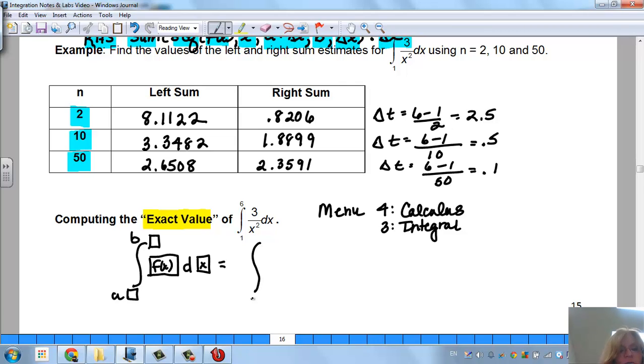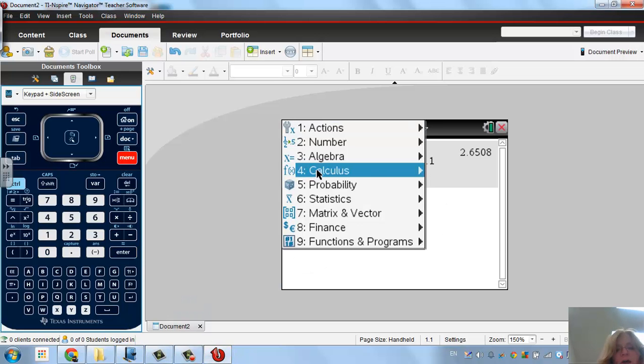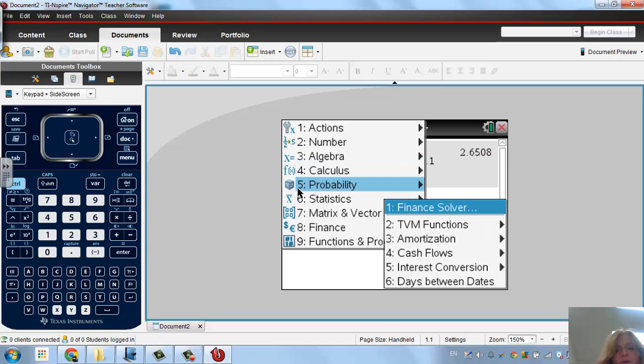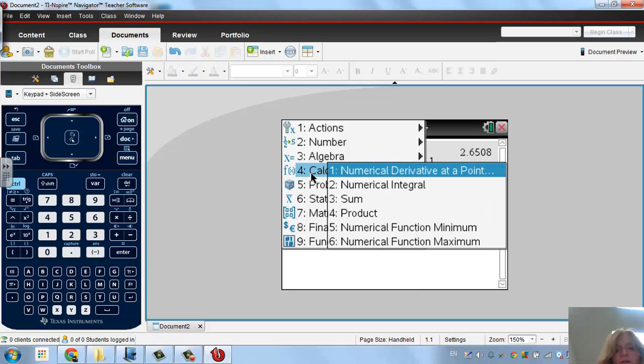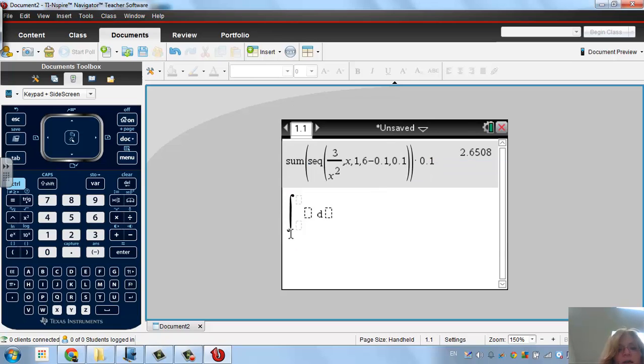In this case, we're going to put the integral from 1 to 6 of 3 over x squared dx. I actually love this calculator because you can put it in exactly how it looks up there and then press equals. So let's bring it up. Here's the calculator. I'm going to do menu, calculus, and then our integral. And see how it's got here.